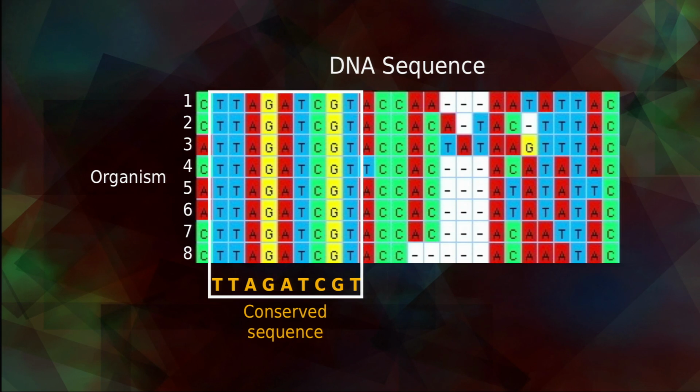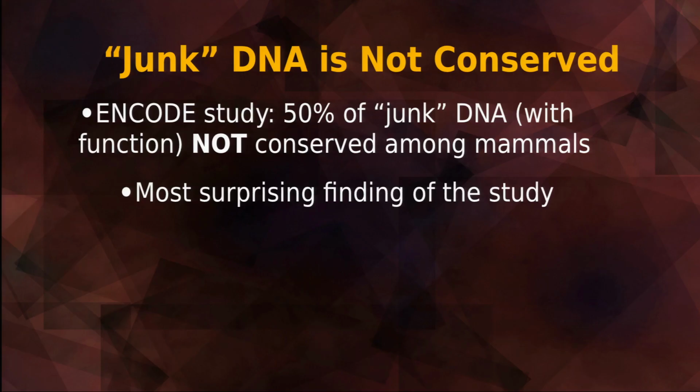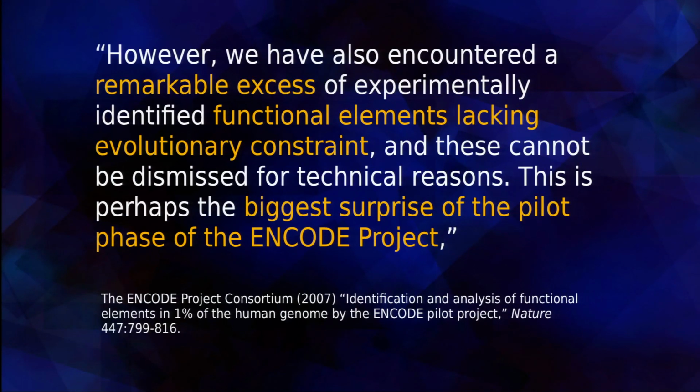And evolutionists believe that as organisms evolved, these certain DNA sequences were kept or conserved because they were important, they were functional, okay? So you should see the same. So especially among mammals, you would expect to have a lot of these conserved sequences because they're so closely evolutionarily related. But they didn't find that. And so the people that were doing the ENCODE research said it was the most surprising finding of the study. They said in their paper, however, we have also encountered a remarkable excess of experimentally identified functional elements lacking evolutionary constraint.